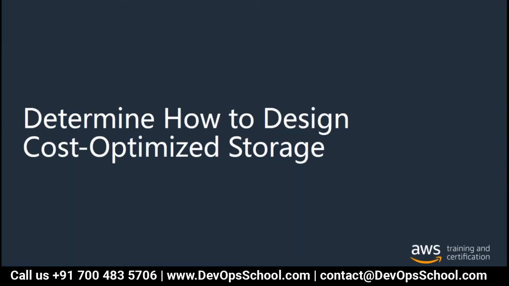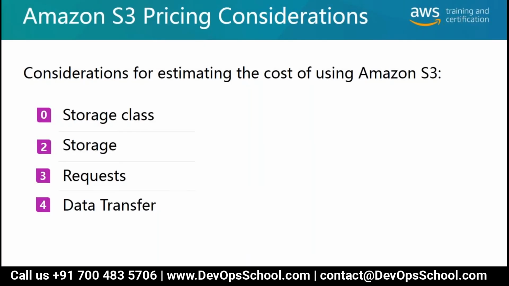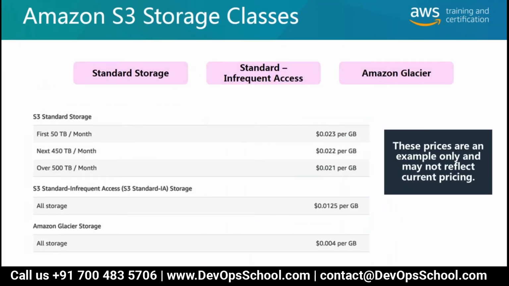Okay. So how to design cost optimized storage? For determining pricing considerations on storage, you have to consider the estimated cost of using S3 based on considerations like storage class, storage, then the number of requests which are being sent to your objects, and your data transfer. So these are the considerations you might have to consider when you are using S3. And again, they depend on the storage classes. Let's move to storage class and see how they are impacting your monthly bill.